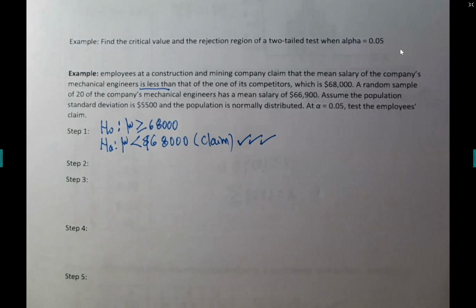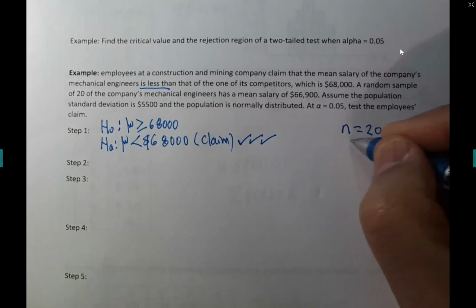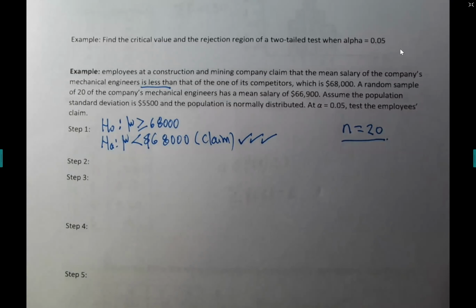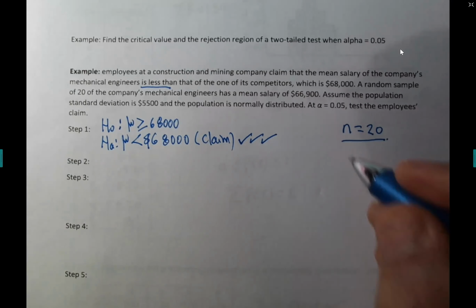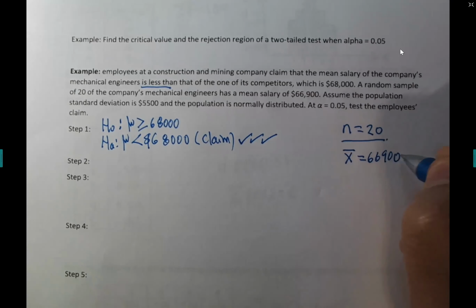Okay. Well, those engineers, guys, better have a good case when they present that to their supervisor and tell their supervisor that we think that we're getting paid less than their competitors. They have to do a study. So that's what they did. A random sample of 20 of the company's mechanical engineers. So n is 20. Has a mean salary of 66,900. X bar is 66,900.